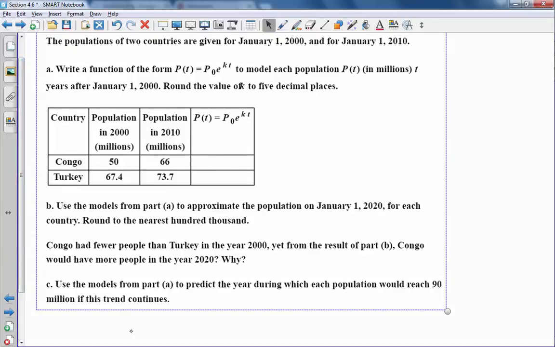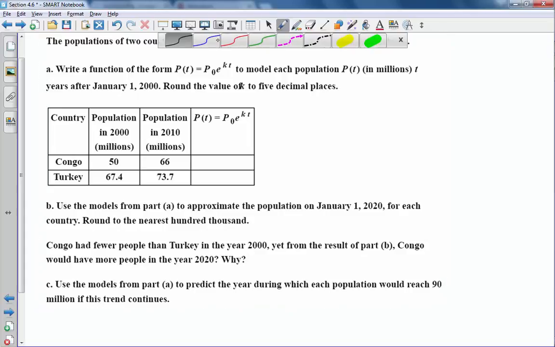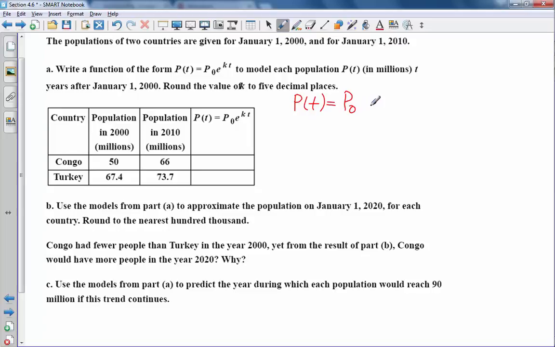Let's start with Congo. Look, they have already given us the main formula. It's this. Both countries use the same formula. Final population is initial population times e to the growth rate times t. I'm doing this for Congo first. Okay? Now I need to find out K. So this is the princess you're looking for. Find the value of K up to 5 decimal places. This is unknown. Find it from this chart and given data.